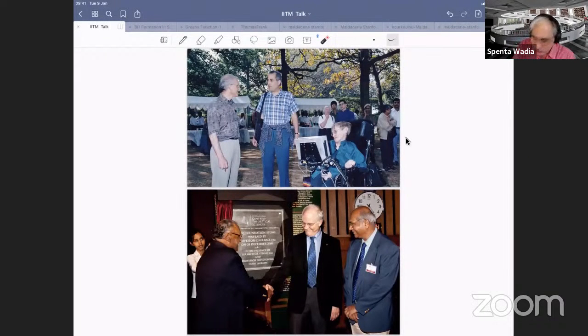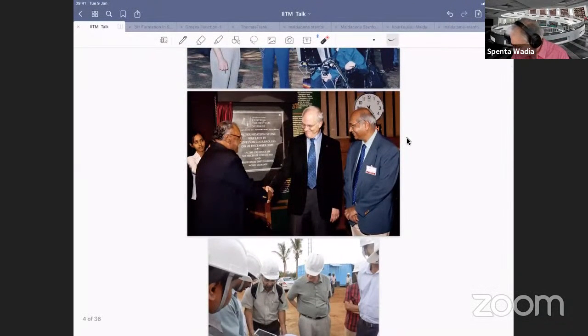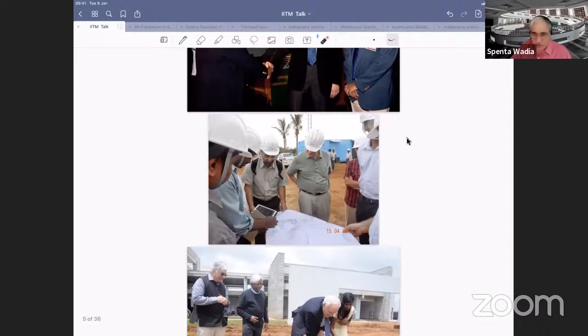And here is a picture of David with Professor C.N.R. Rao and Dr. Srikumar Banerjee during the inauguration of the laying of the foundation stone of the ICTS. And not only that, he's one guy who actually came and visited and wanted to see the plans, wanted to make suggestions. And here you find him discussing the plans with Avinash. I think it's Avinash, right?